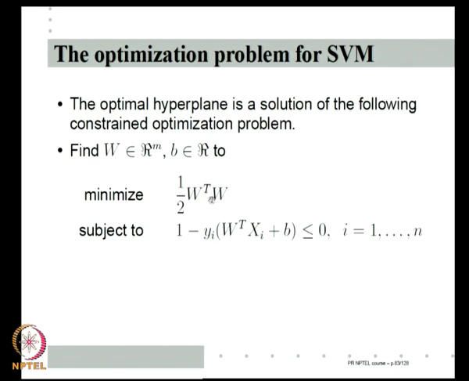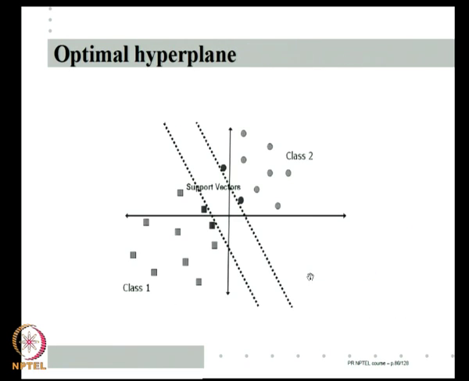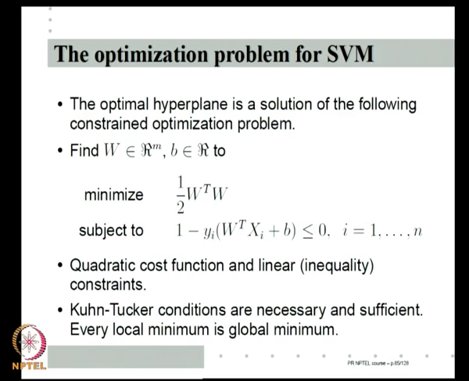The W has the same dimension as the vector x, which is m. So, I want to minimize W transpose W, which is a convex function. What I call f in the abstract optimization problem is this, which is convex, and these are linear constraints: 1 minus y_i into W transpose x_i plus b less than or equal to 0. There are n constraints. This is a quadratic cost function, and a quadratic function is a convex function, with linear constraints, and hence Kuhn-Tucker conditions are necessary and sufficient, and every local minimum is a global minimum.